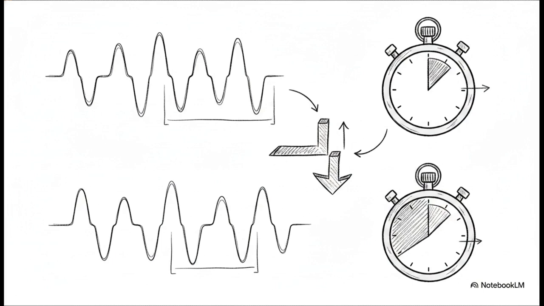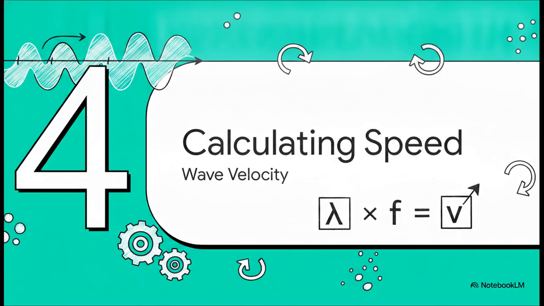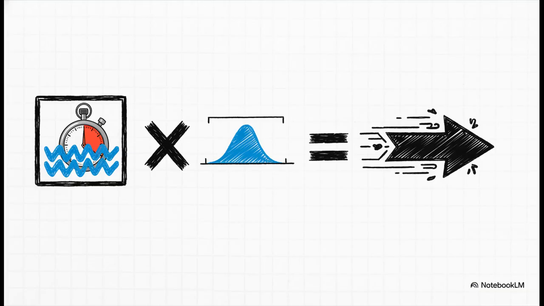For example, if 2 waves pass by per second, which is a frequency of 2 hertz, the period of each wave must be exactly 0.5 seconds. Okay, section 4, calculating wave speed. So the big takeaway here is that a wave's velocity is simply how many cycles happen per second multiplied by the physical length of each cycle.